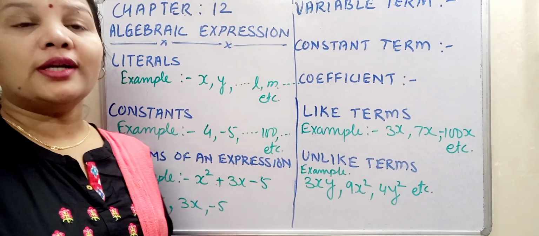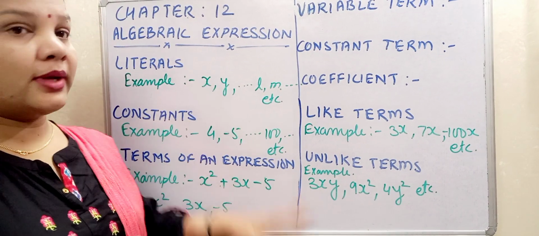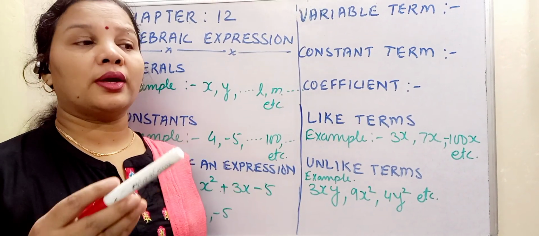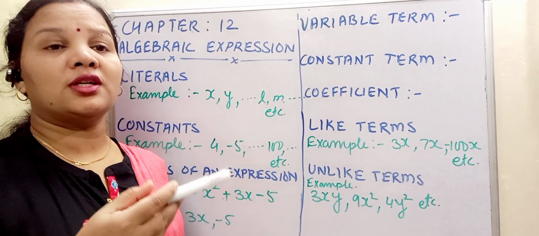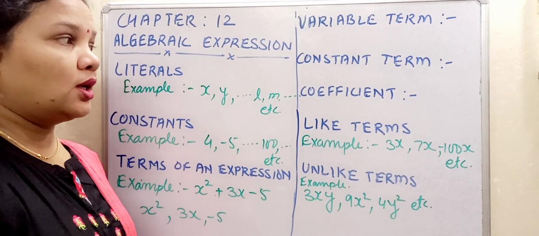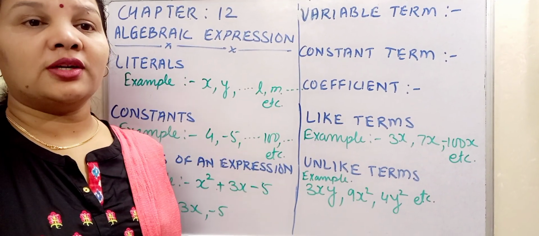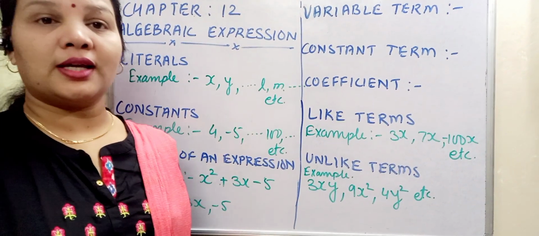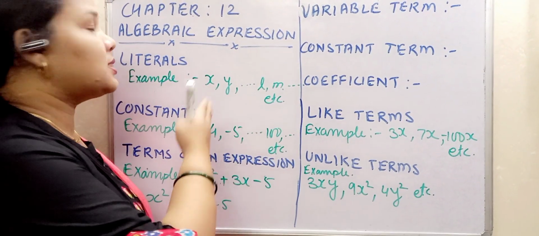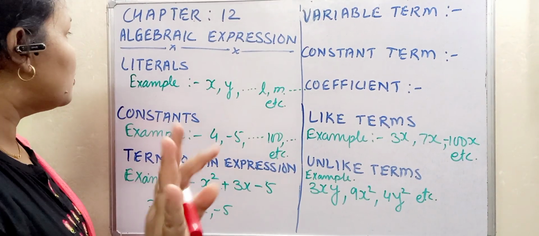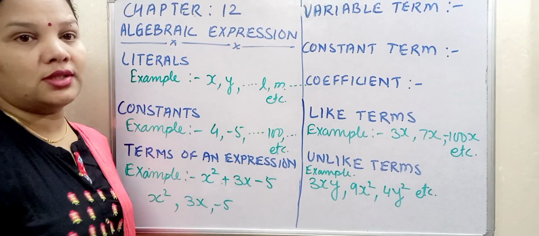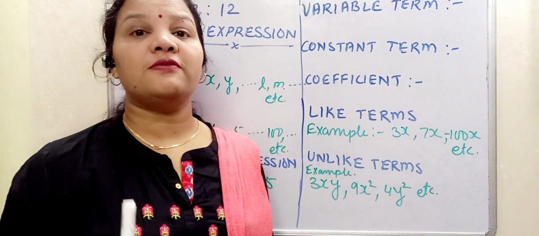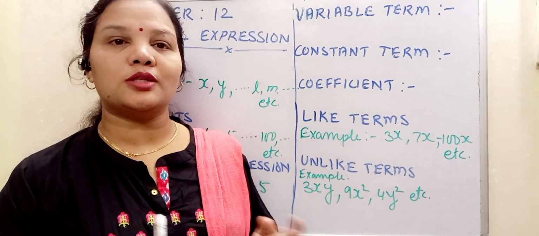Okay, so before understanding what algebraic expressions are, we have to understand the different terminologies which we are using in this chapter. First, I am going to explain those terms so that you will understand how to use these things in our algebraic expressions. So first is literals. Literals means variables. The variables and literals both are the same.